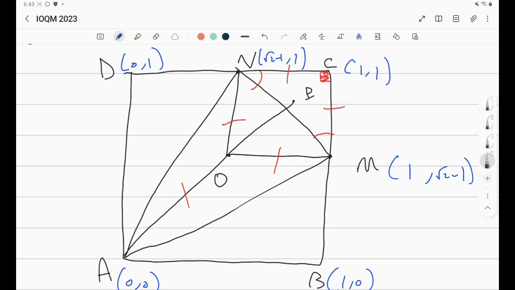Now how can we find O? Well, remember, O is the circumcenter of this triangle. So if we take the midpoint of this, let's call it T, we know that OT is perpendicular to MN. In fact, what are the coordinates of T? Because it's the midpoint, it's 1 over root 2 and 1 over root 2.